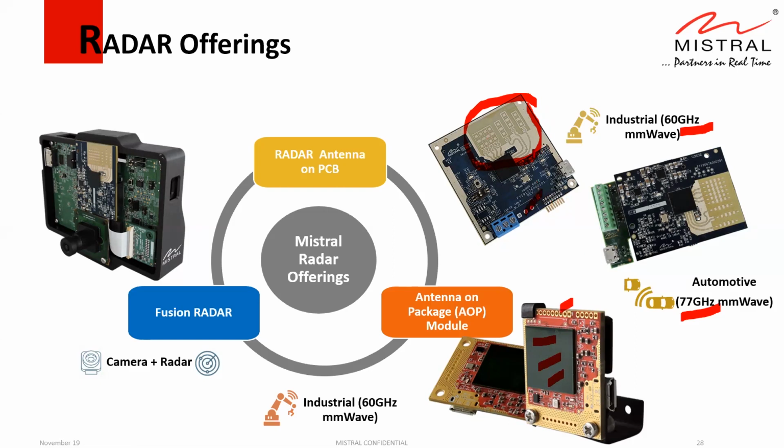The performance of this radar, the antenna on PCB, is good. This we are already shipping in volumes. And we also offer radar and camera fused together. Radar gives the targets, range, and the velocity information. And a media processor with the camera interface provides the live video. So we superimpose the range and velocity information on a live video, and give you the fused radar solution.